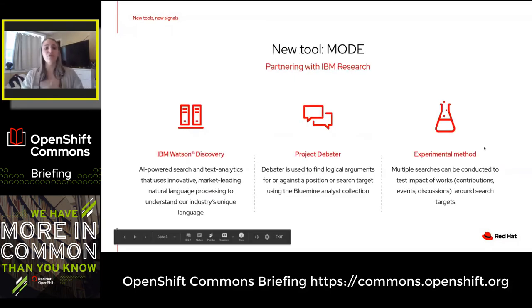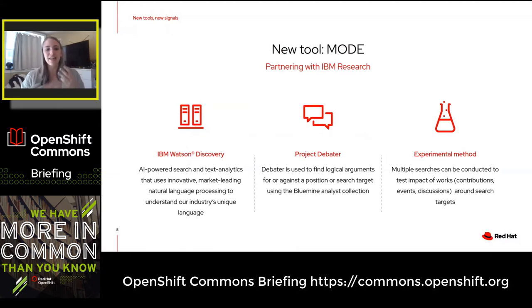And this goes into our new tool that we have created in partnership with IBM Research. It goes into three parts. The first one is IBM Watson Discovery. This looks at GitHub in a completely new way, using AI-powered natural language processing.